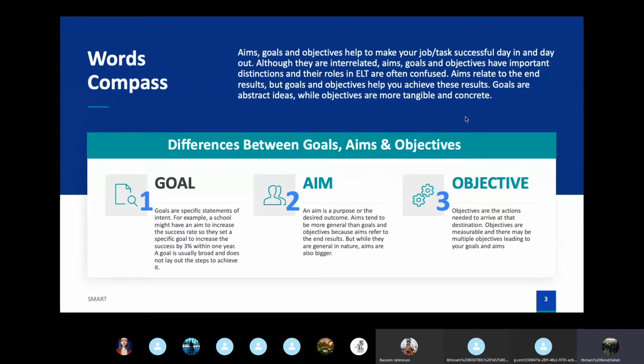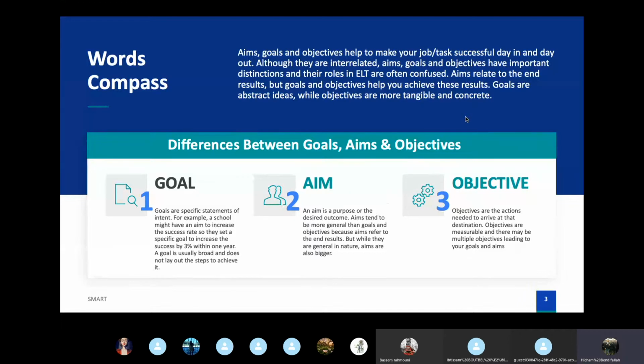Yeah, we've got aims, we've got goals, we've got objectives. These are very important to help us achieve our goals, to help us make a successful task. They are very interrelated words. They are very combined. It is very important to get them distinguished from one another. And they represent a notion of understanding what I'm supposed to do as a teacher. Am I supposed to set a goal for my students? Am I supposed to set an aim? Or am I supposed to set an objective?